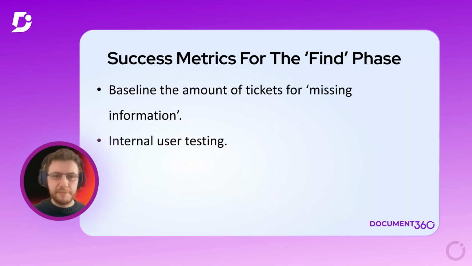So for success metrics for the define phase, what I like to do is baseline the amount of tickets that you get for missing information. This is something you need to pair with support or customer facing roles to understand how many questions they are answering despite the answer already being on the documentation side. That's very crucial here. By baselining that number, you get an understanding of how much work needs to be done.